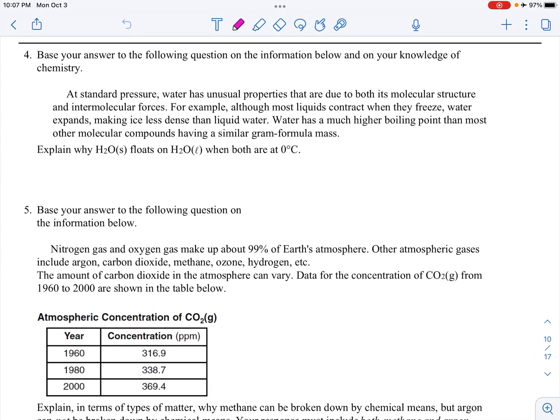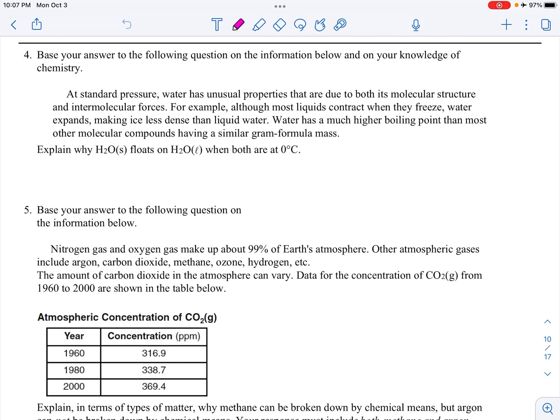At standard pressure, water has unusual properties that are due both to molecular structure and intermolecular forces. For example, although most liquids contract when they freeze, water expands, making ice less dense than liquid water. Water has a much higher boiling point than most other molecular compounds, having similar gram formula mass. By the way, at this point in the year, we have not talked about all those different things. Some of those concepts we have not touched on yet, but that's okay.